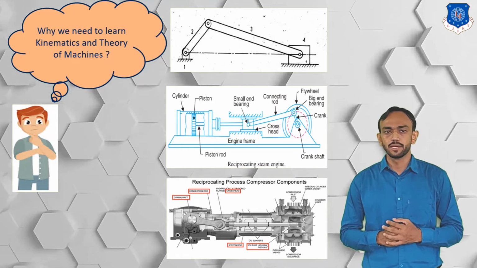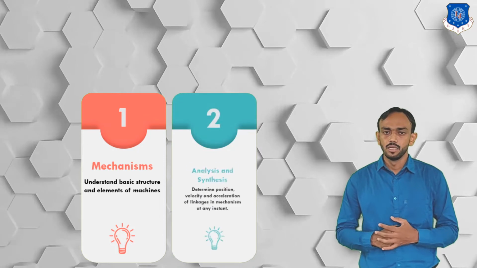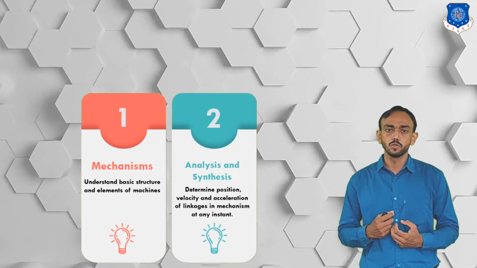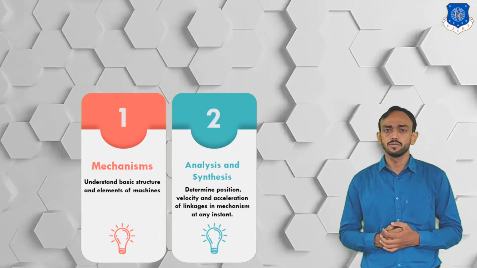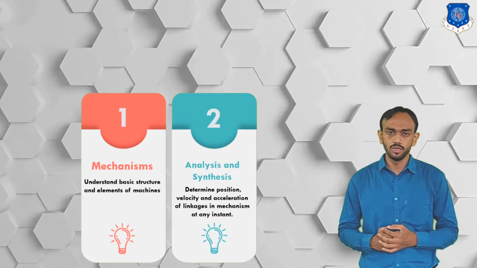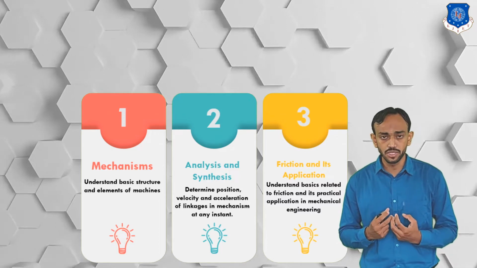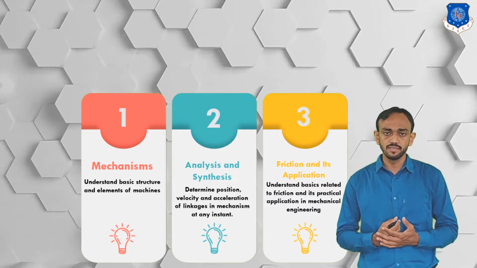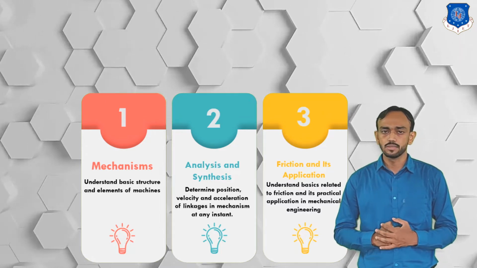In this subject, first of all, we are going to study the mechanism, types of mechanism, how a mechanism works, and then synthesis and analysis. In synthesis, we find the dimensions of a mechanism, and then analysis. Analysis means we are going to find the velocity and acceleration of any point on a mechanism. Then there is a third portion in which we are going to study friction, how friction works between two surfaces, and then the application of friction. So our subject covers these 6 chapters.